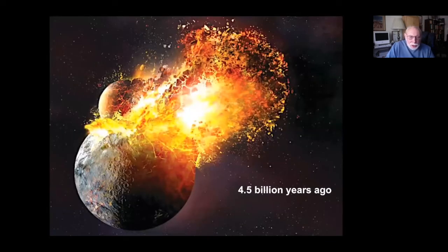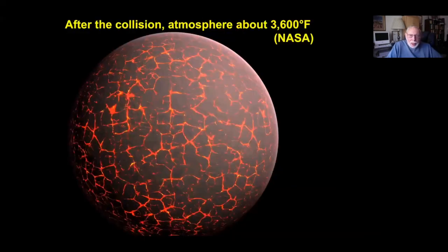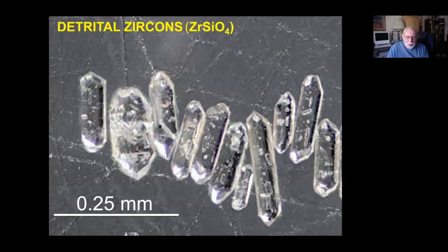Early in the Earth's history, it collided with a Mars-sized planet that blasted the Earth and created the moon. And after that collision, NASA estimates that the Earth's atmosphere temperature was about 3,600 degrees Fahrenheit. You're not going to get any liquid water under those conditions, but it might have formed not that long afterwards.